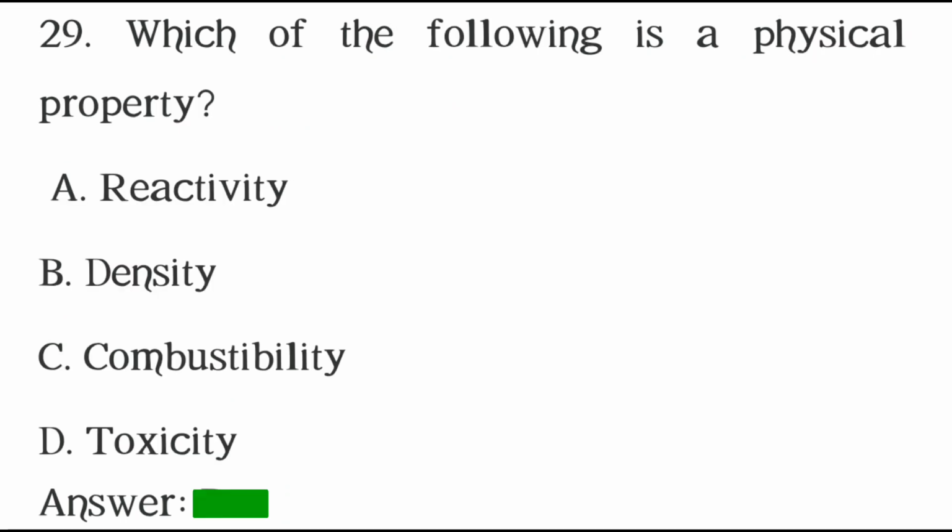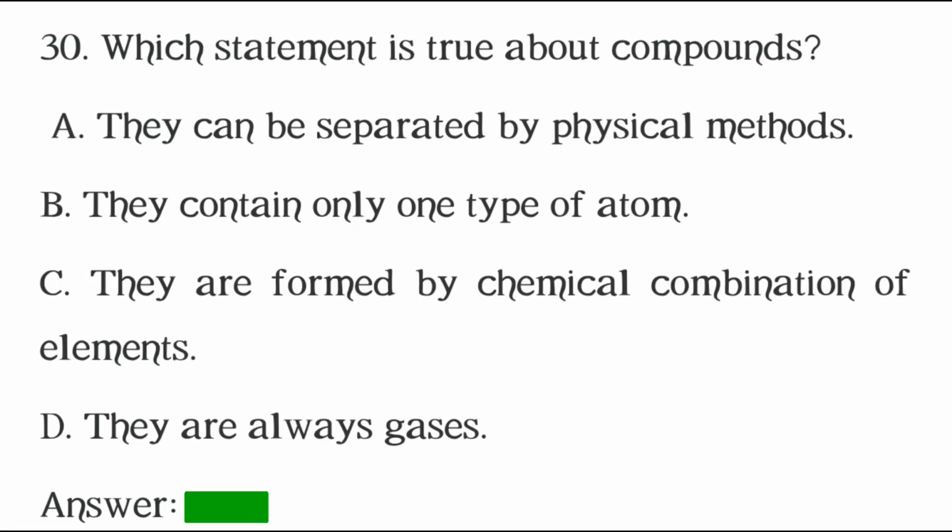29. Which of the following is a physical property? A. reactivity. B. density. C. combustibility. D. toxicity. Answer, B. 30. Which statement is true about compounds? A. They can be separated by physical methods. B. They contain only one type of atom. C. They are formed by chemical combination of elements. D. They are always gases. Answer, C.